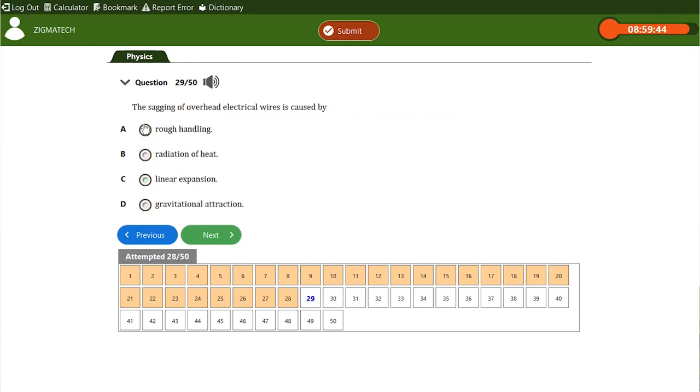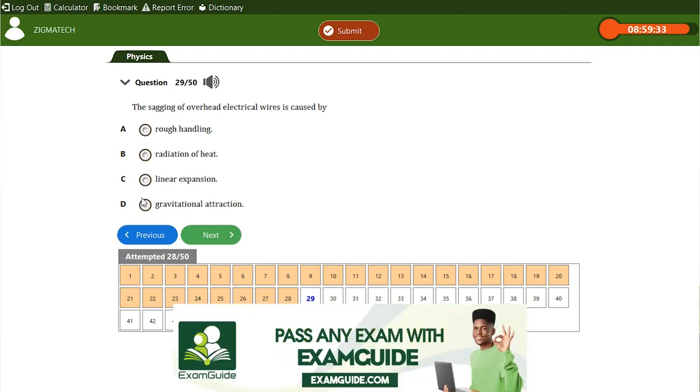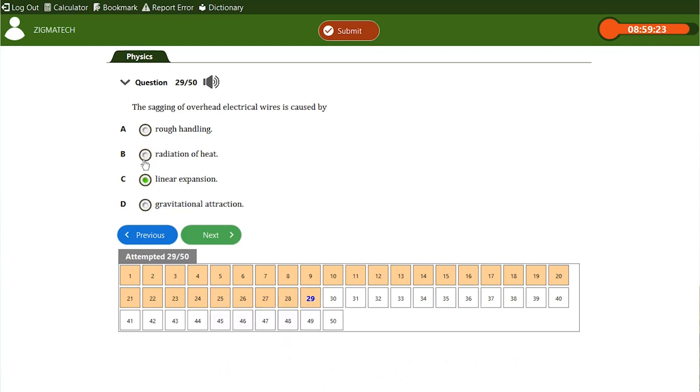All right. A sagging of overhead electrical wires is caused by... whenever there is a current through a wire, heat is produced, and because of the heat there is expansion, and because of that it can sag. So many things can happen. I think linear expansion is correct. Rough handling, no. Radiation of heat, no. Gravitational attraction, no. Linear expansion is the reason, because as it is heating, it is expanding, and after some time it will go beyond its elastic limit. But it is mainly the reason.